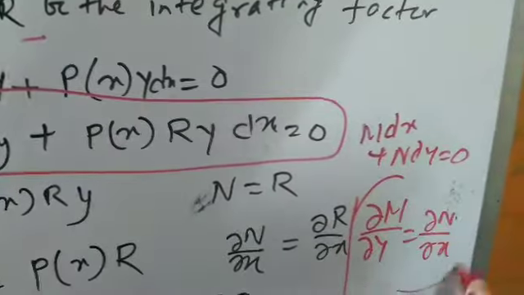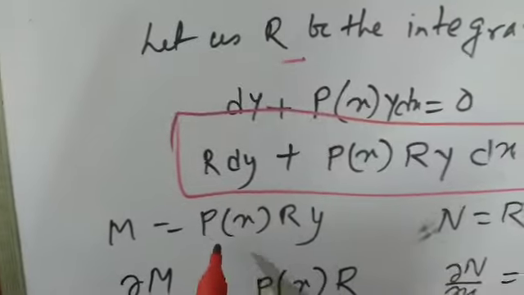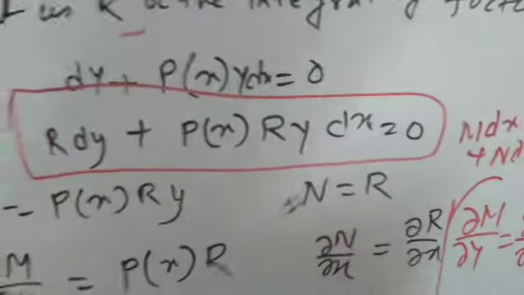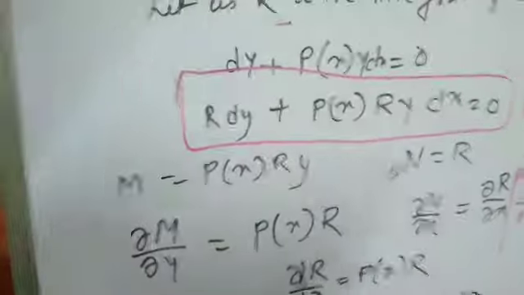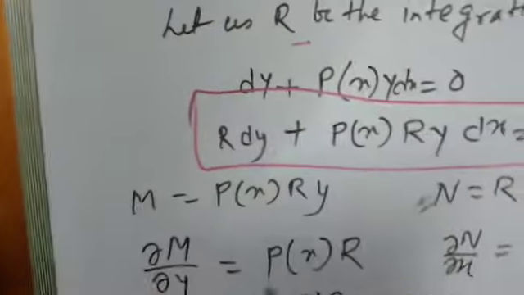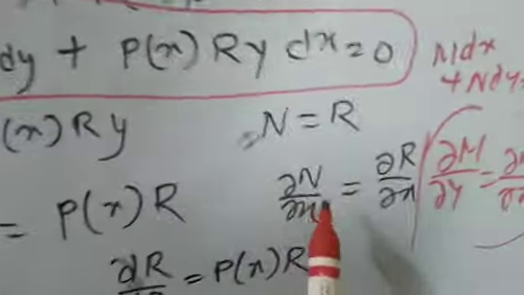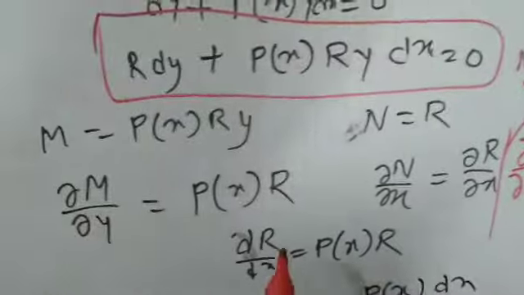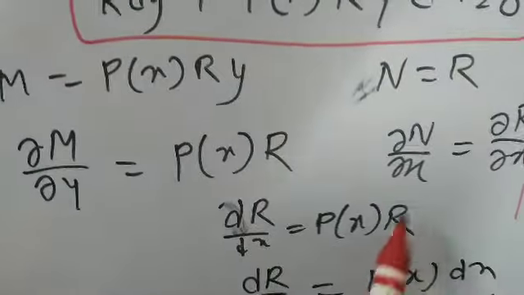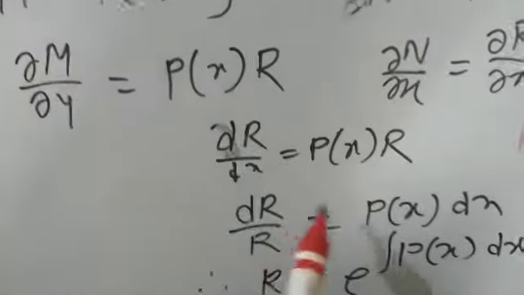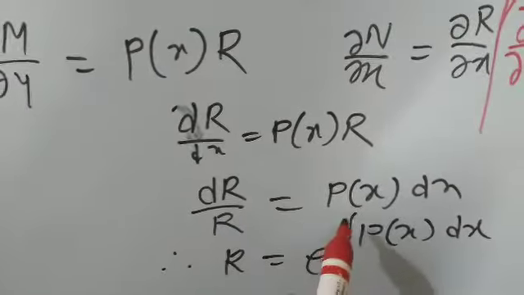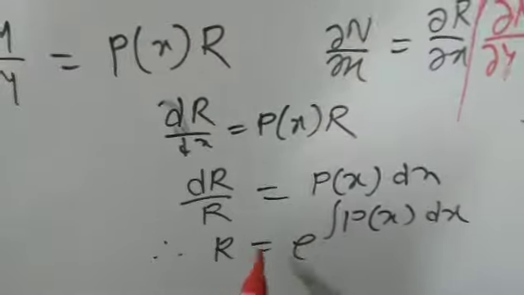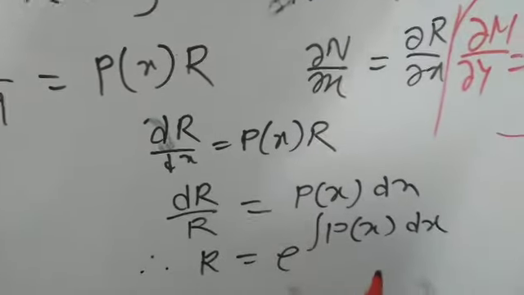So here, if we consider this equation as M dx + N dy = 0, then M = P(x)ry and N = r. So what we get is ∂M/∂y = P(x)·r and ∂N/∂x = ∂r/∂x. From here we can write dr/dx = P(x)·r. If we simplify, dr/r = P(x) dx, and then we get r = e^(∫P(x)dx).